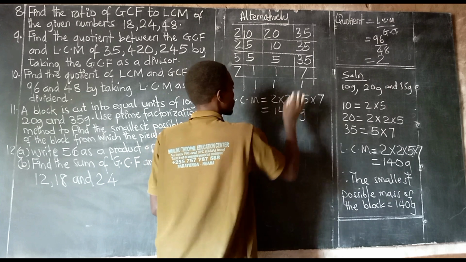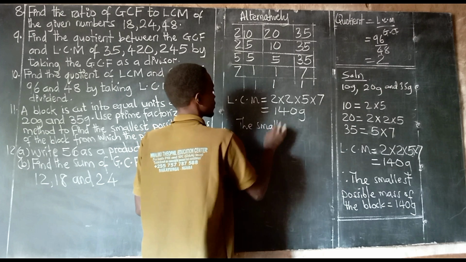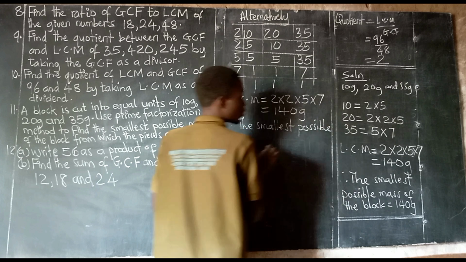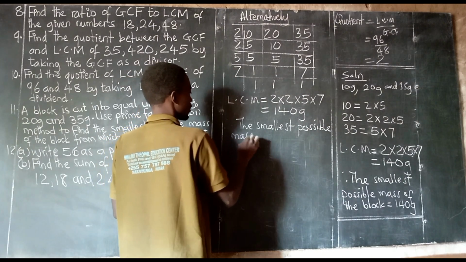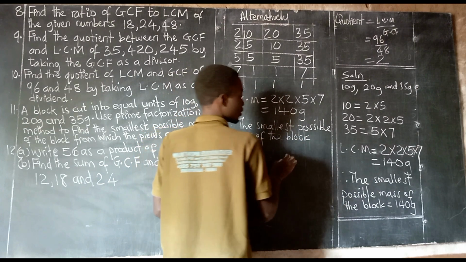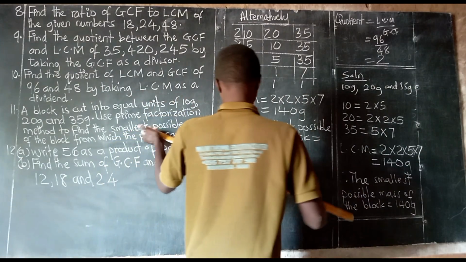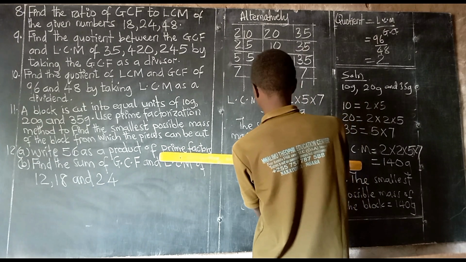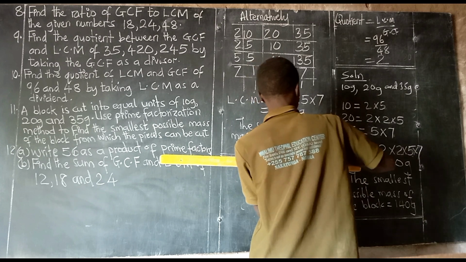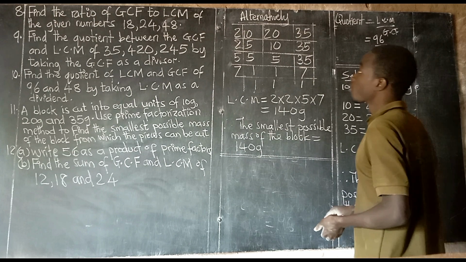So the answer is the same. The smallest possible mass of the block is equal to 140 grams. This is the smallest possible mass of the block. You underline your answer by using a ruler, as you see. So this is the answer for question number 11.